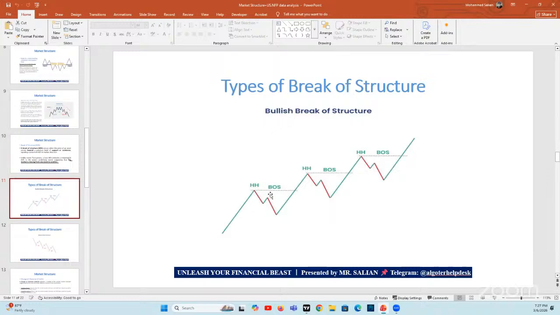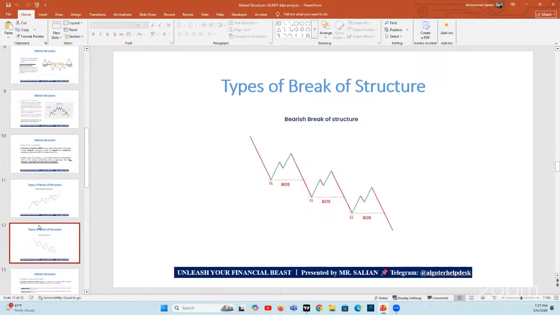Bullish break of structure: higher highs, higher lows. Then it broke this high, so it broke this higher high. So that will be your break of structure there. Higher highs, higher lows again. Then it broke this high, making a new higher high. So that's your BOS, and so on and so forth. Easy. For the bearish, it's the same.